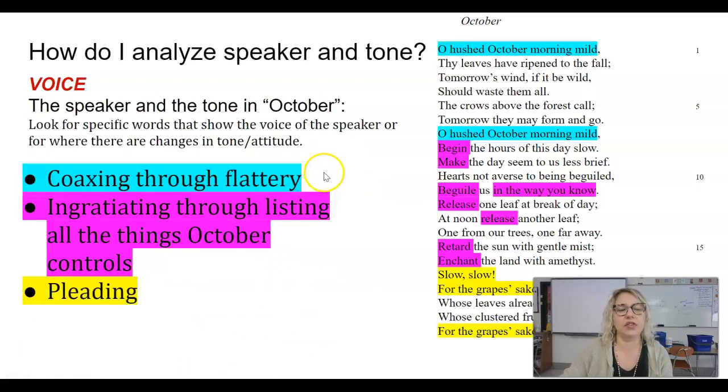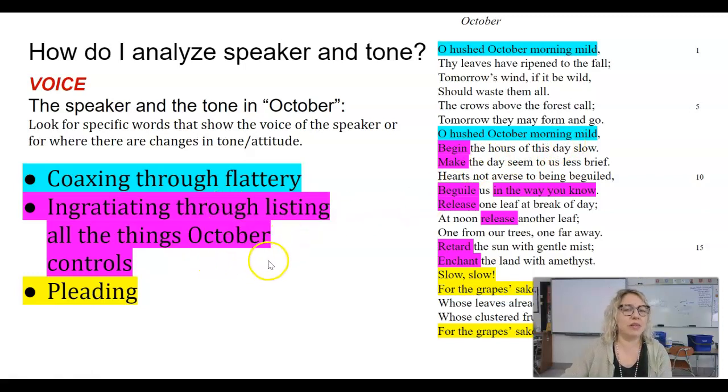And I think the first one that we notice is that the speaker is really trying to coax the month into staying through flattery by giving the month, as if it were a person, some compliments. "Oh, hushed October morning mild" is repeated, and this complimentary phrase creates a coaxing feeling that the speaker is trying to convince October to stay through flattery.